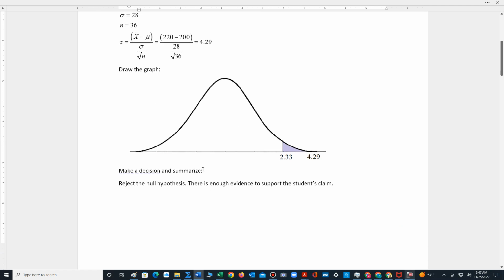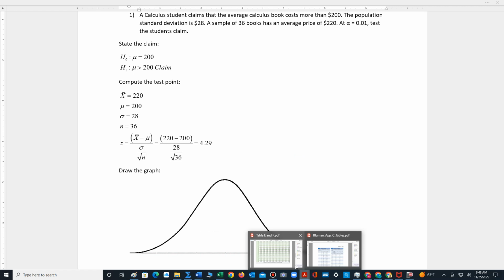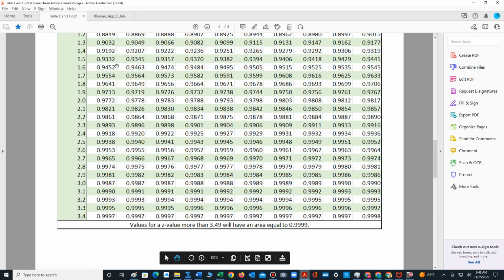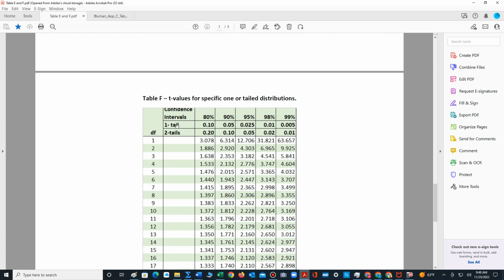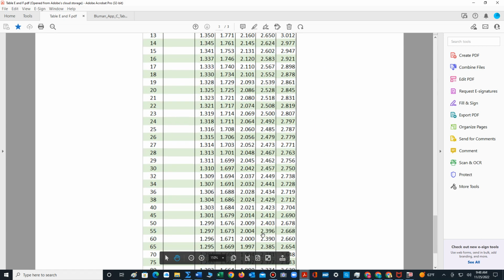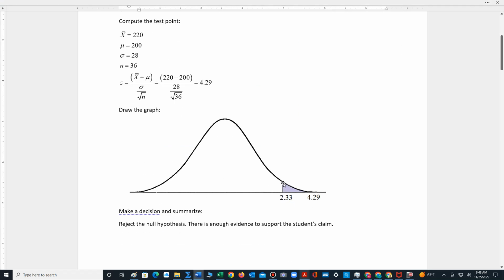So we draw the graph. We have to look up our critical value. It's a one-tailed test, alpha's 0.01. So we go to table F. One-tailed test, alpha's 0.01. Go all the way down to the z values, and that's 2.33. And so the critical value is right at the edge of the critical region and the non-critical region.